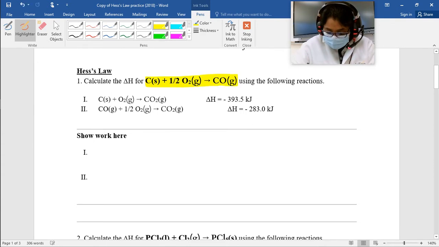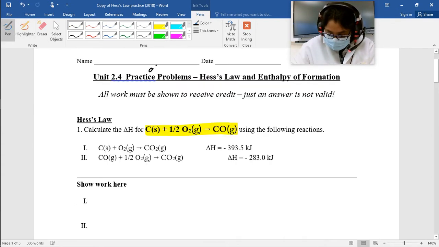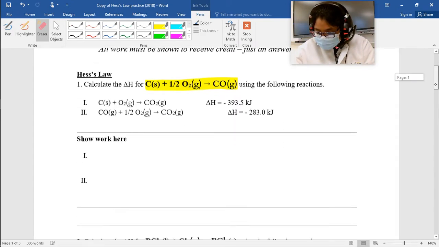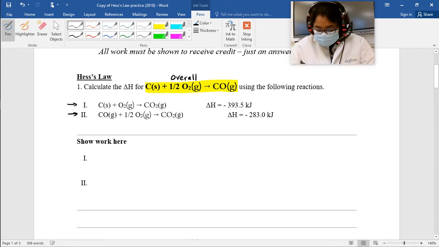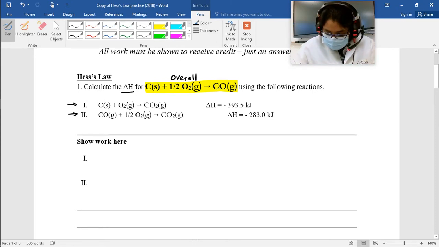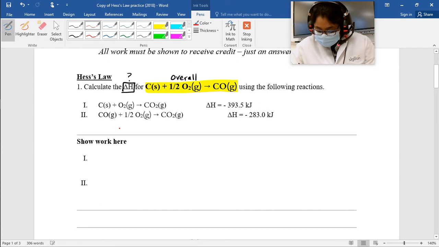So the yellow highlighted equation, that is our overall equation, okay? The overall equation is where we're trying to get to. We're going to solve the 2 equations that have been given along with the enthalpy terms here to try to get the overall equation. So we're comparing these equations to the overall equation, okay? Because we're trying to find out what is delta H for this highlighted equation, all right? So let's look at the first equation.